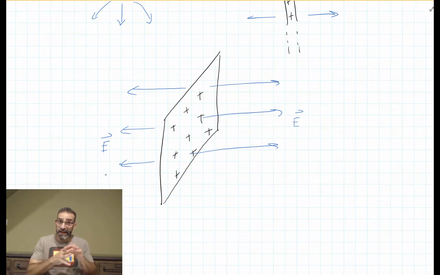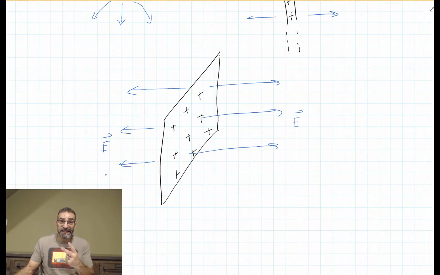When the electric field lines get farther apart or closer together, that tells us the electric field is changing. It's getting stronger when the electric field lines get closer together, and it gets weaker when the field lines get farther apart. But if the field lines are parallel to each other, they never get closer together, they never get farther apart. That means the electric field is constant.